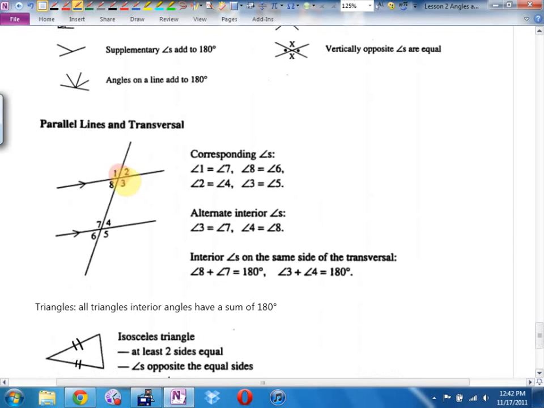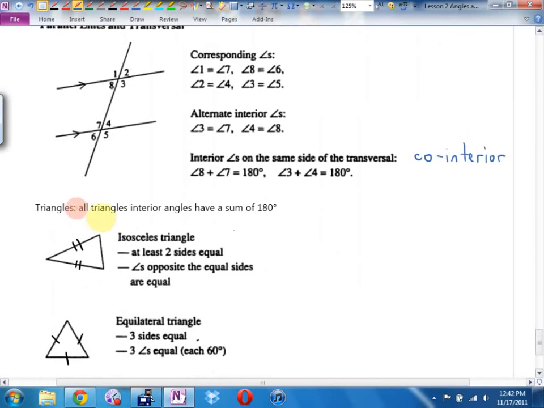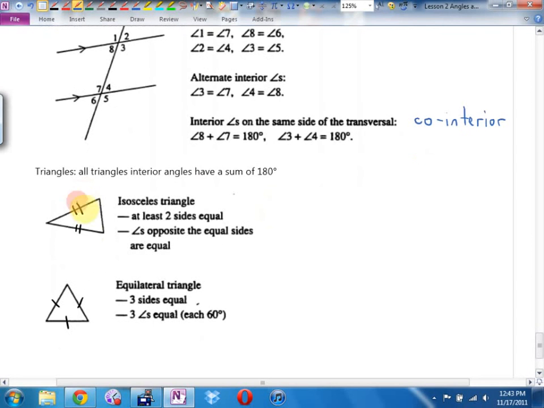Interior angles on the same side of the transversal. We also call this co-interior, or you can abbreviate the first letter of each word, IOTSOT. Triangles. All triangles add to 180. Isosceles triangle, two sides are equal. And then here's the new one. Equilateral triangle, all three sides are equal, and all three angles are equal.